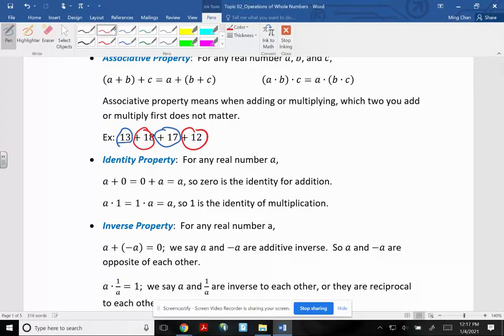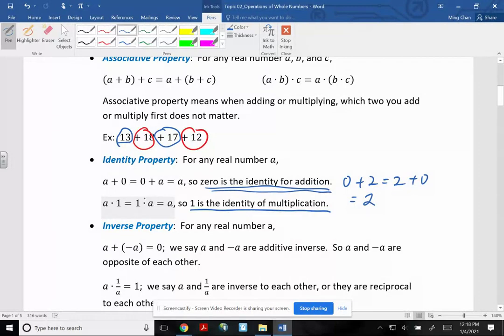Identity property. So here's something a little bit different. Identity property says for addition, for any real number A, A plus 0, or you can say 0 plus that number. So maybe like 0 plus 2, or we can say 2 plus 0. The answer will always be the number itself, 2, or the A. So what they're telling you is 0 is the identity for addition. Okay? 0 plus anything is always going to be that number itself. 1 is the identity for multiplication. Any number times 1 is actually itself. So we can say A times 1 or 1 times A, which is still going to be the same number.